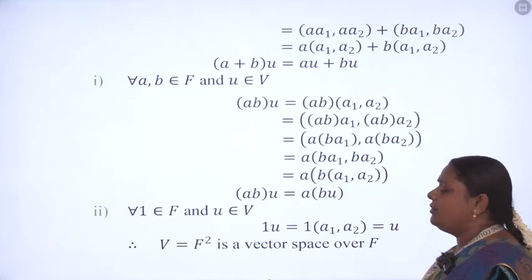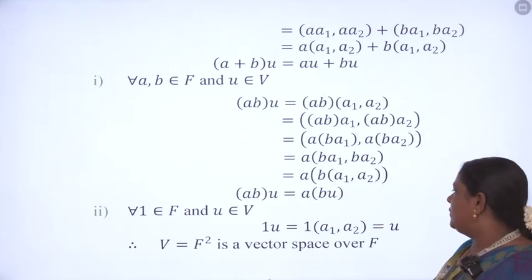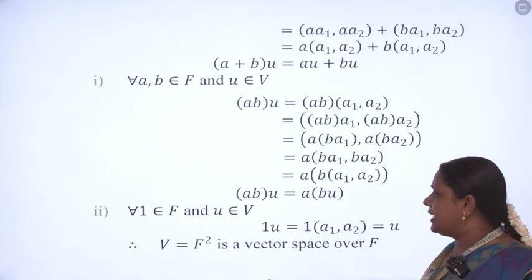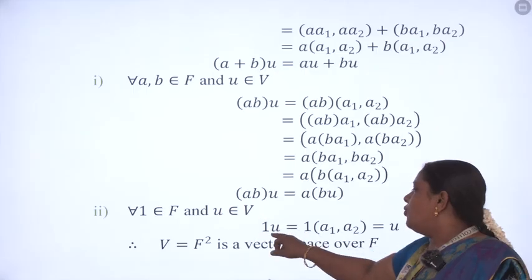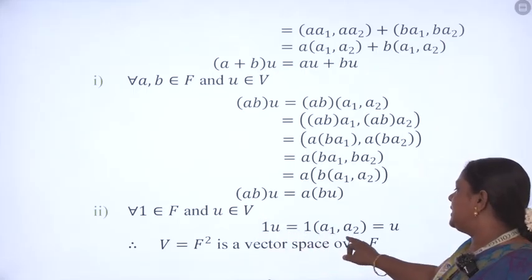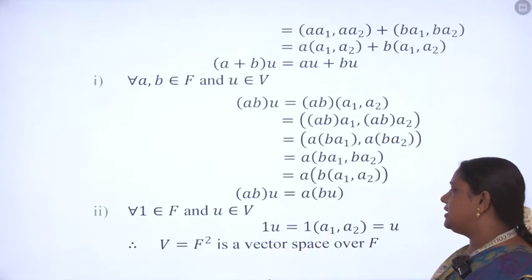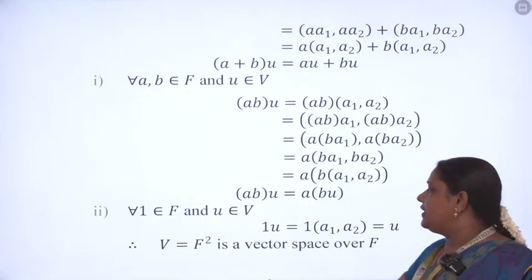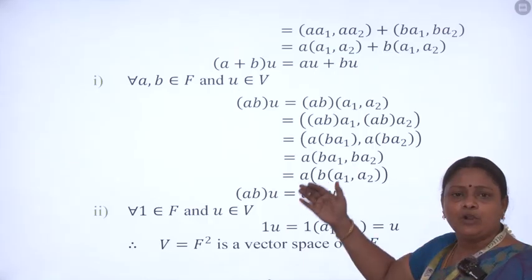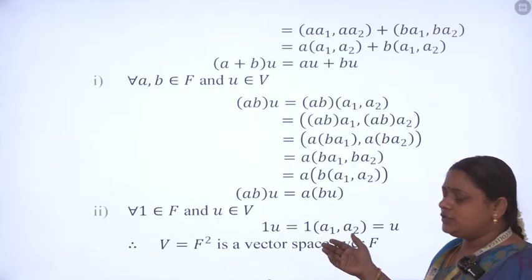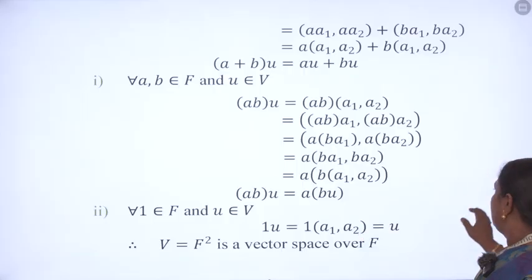(a1, a2) is nothing but u. So (ab)u is equal to a(bu). Then the second one: for all 1 belongs to F and u belongs to V, 1 into u is nothing but (a1, a2), that is equal to u. So therefore, we can say that F is a vector space over F, because the 8 properties are satisfied. So we can say that it is a vector space.